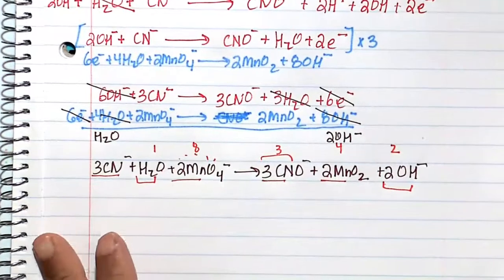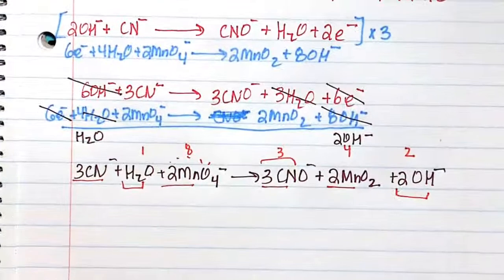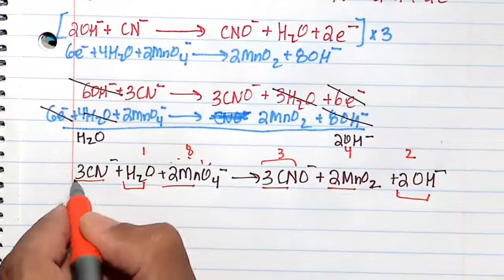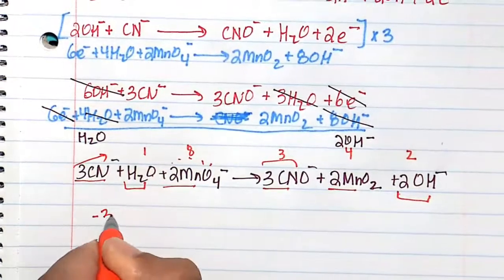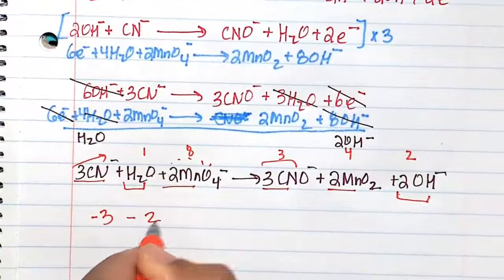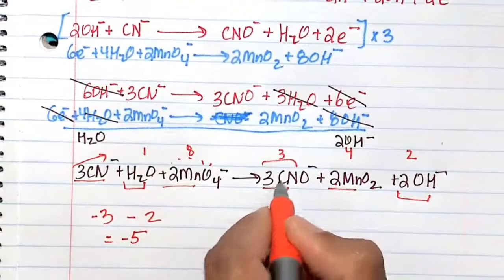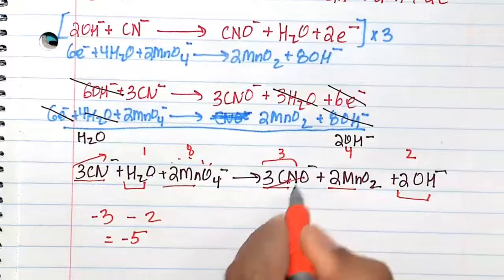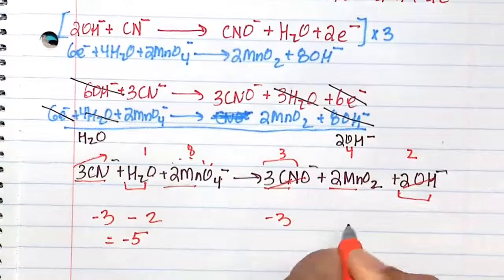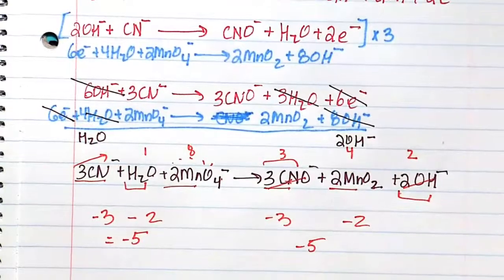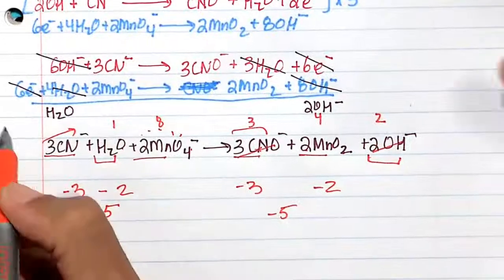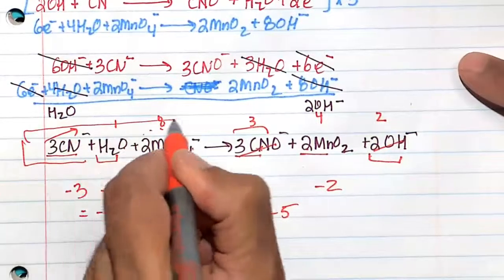Now finally we have to balance the charge, and if we balance the charge, we're good. So this is minus 3, and this is minus 2 for a total of minus 5. Here we have a minus 3, here we have a minus 2, for a total of minus 5. So this is the correct balanced equation in basic solution.